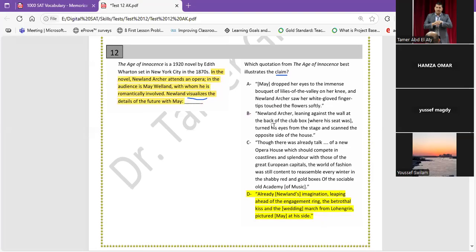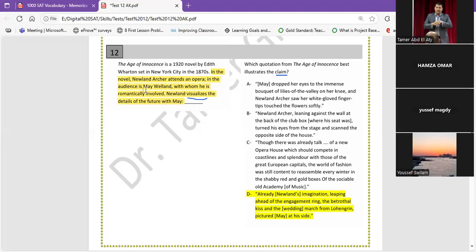Okay. Again, domain 1, the evidence, the literary. Which quotation from The Age of Innocence best illustrates the claim? Okay. Do we have the word claim? No. So forget about the introduction and start from here.